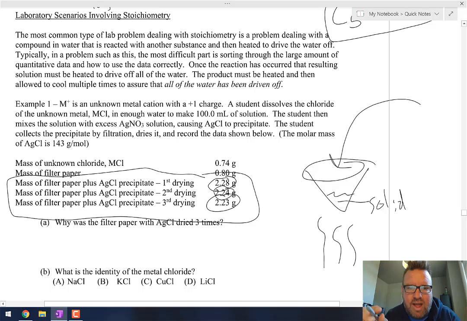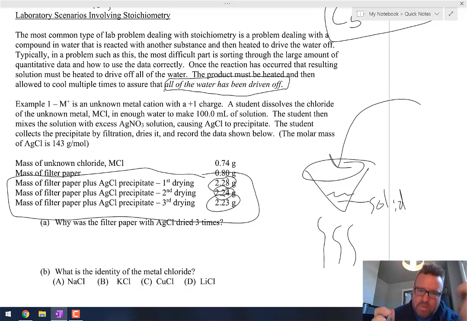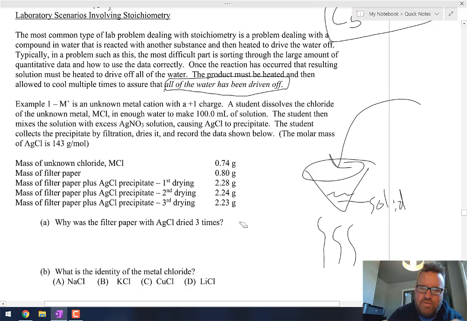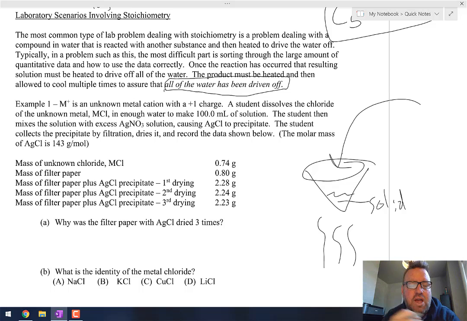They usually dry it multiple times, and the reason is to make sure that all of the water has been driven off. You want to make sure that all of that water is gone. So which of those three masses do you use? You use the very last one, or the one that is the lowest. The mass should continue to drop as more and more water gets dried out, until the wet filter paper is eventually completely dry. So they dry it multiple times to drive all of the water off.